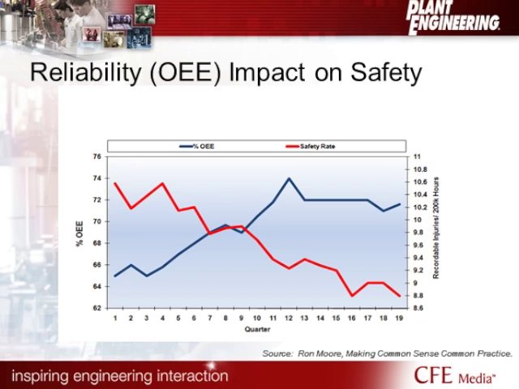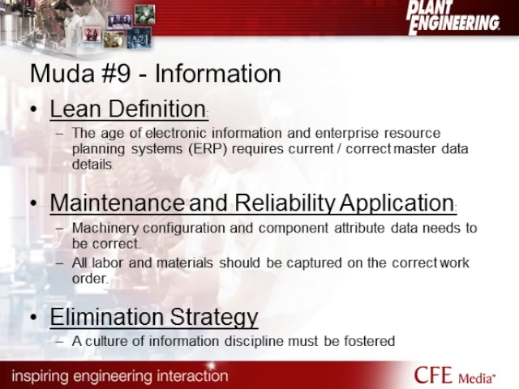So the last area, number 9, is information. And in here, they're referring to how we use information. This could be in the ERP or the Enterprise Resource Planning module that you're using. This could be SAP or Oracle, or possibly some of the others. But what we're going to do is look at it from a maintenance standpoint.